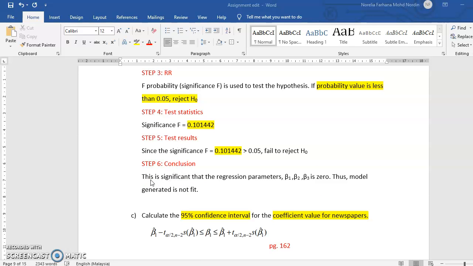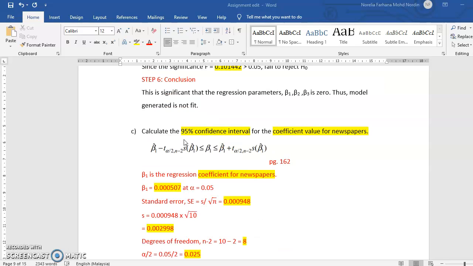So the conclusion, it is significant that the regression parameters or regression coefficients for beta 1, beta 2 and beta 3 are 0. Thus, the model generated is not fit. Let's say if we get the significant F value less than 0.05, so we can say that the model generated is fit.